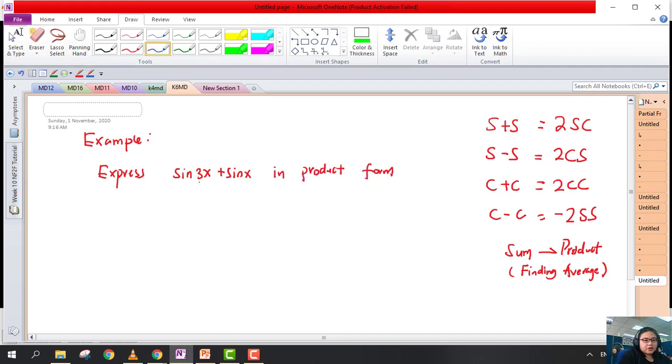Okay, so firstly you have to notice that this is a S plus S case. So you write it as sine 3x plus sine x is equal to 2 sine cos, and then put in the framework 2 sine cos.